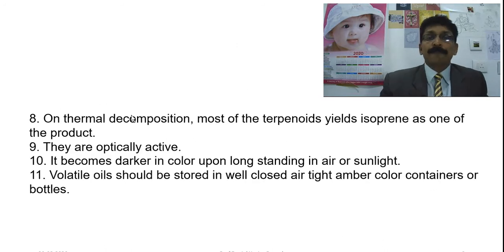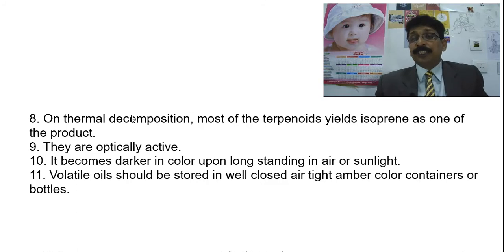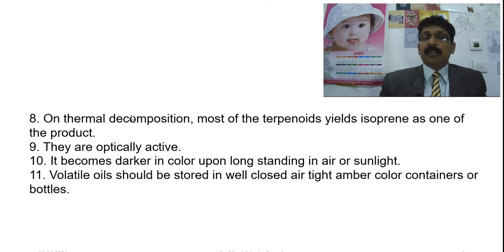There are 2 more. On thermal decomposition, heating, most of the terpenoids yield isoprene. Their units, they will give isoprene, isopentyl pyrophosphate or dimethylallyl pyrophosphate, or one of the products they will give, because their units will break down, decompose, and they will give their units. And they are optically rotative.